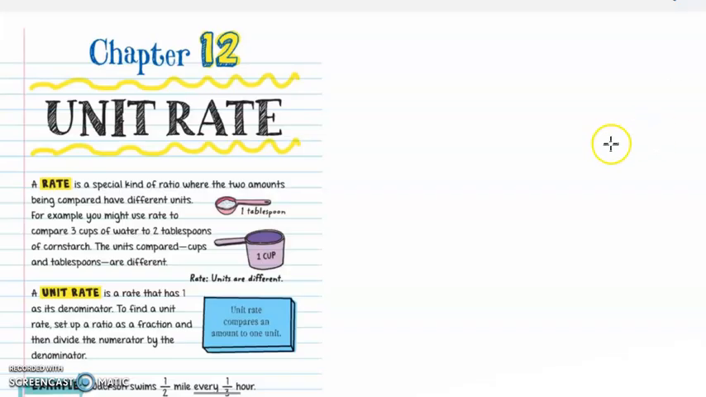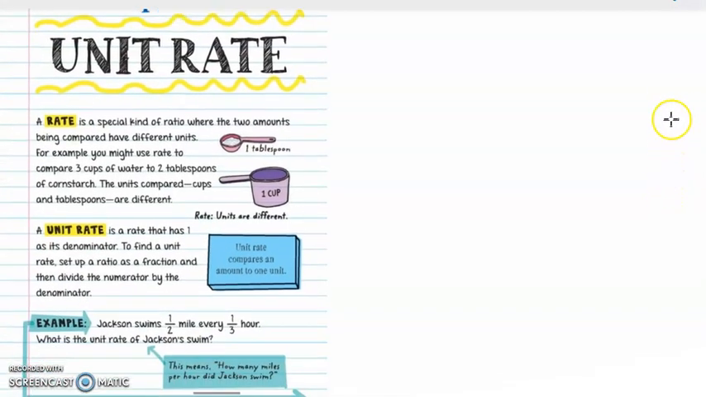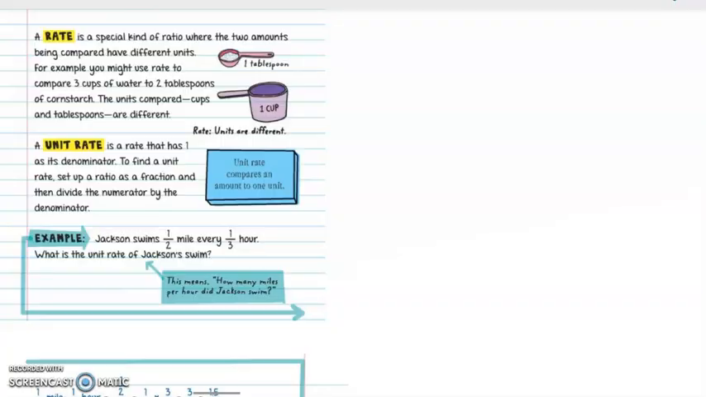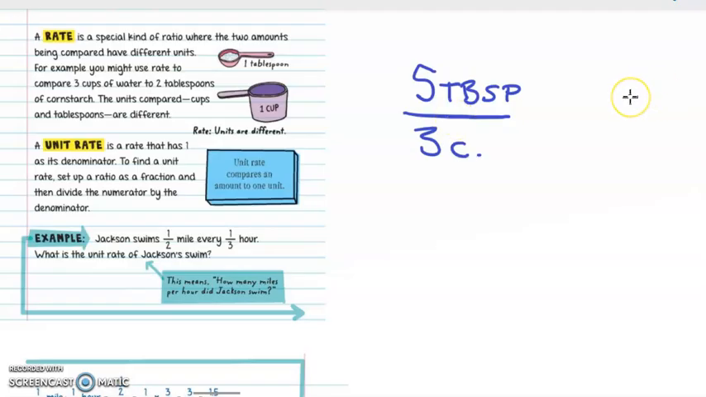Now, a unit rate is a special kind of rate where it has a 1 as its denominator. So to find a unit rate, we just set up a ratio as a fraction and then divide the numerator by the denominator. What does that mean? Well, if we use this example up top here, let's say we have 5 tablespoons of cornstarch to 3 cups of water. Okay, well, that is a rate, 5 tablespoons of cornstarch to 3 cups of water.